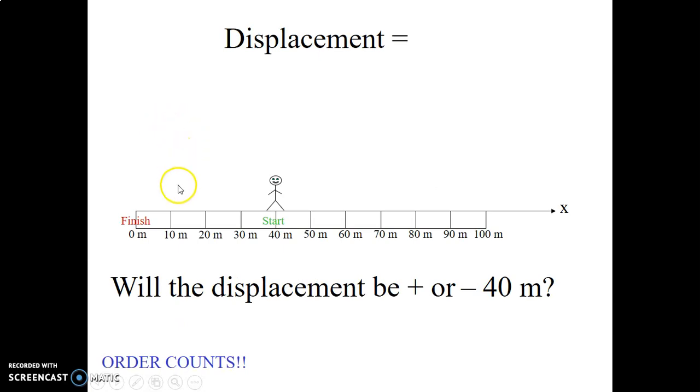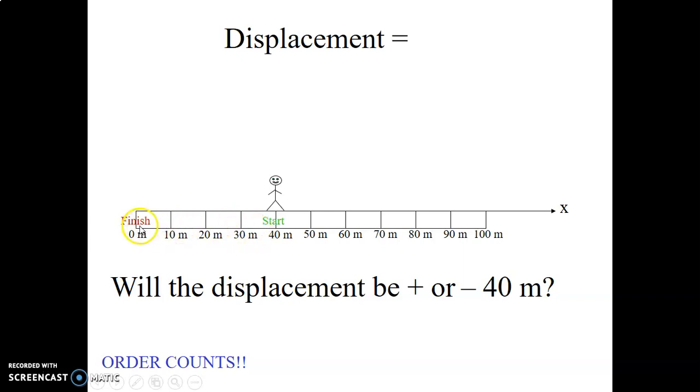So displacement. Here we're starting at the 40 meters, so that's my x1, and then my final is x2, which is 0. So if I figure out the displacement, it's going to be 40 meters, but the question is, is it going to be positive or negative?